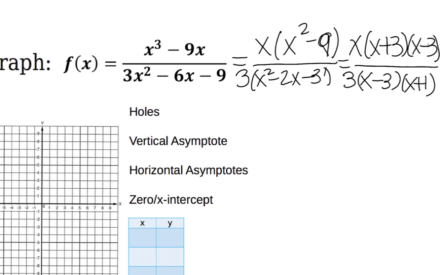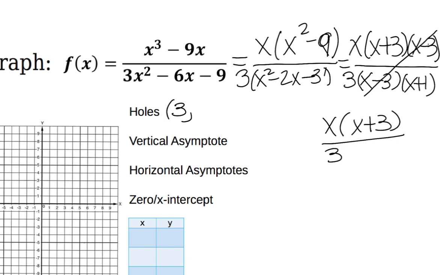So the first thing I'm going to look at is, does anything cancel? And it does. So my x minus 3's are going to cancel, which means I know I'm going to have a hole at x equals 3. Remember, it's always going to be an ordered pair, so I've got to plug it back in to find my y. And it always helps to write down that simplified rational. So after I cancel my x minus 3's, I'm left with x plus 3 over 3 times x plus 1.